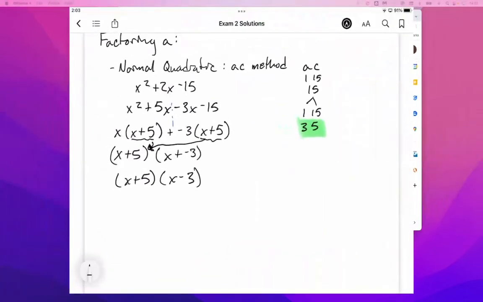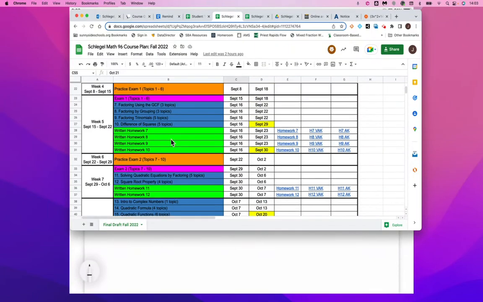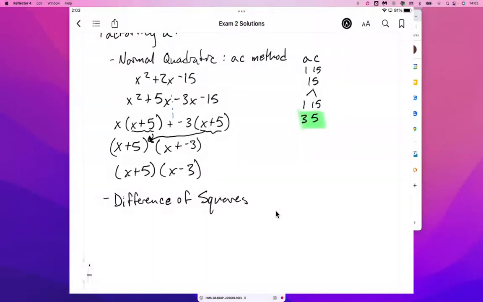Now, factoring a quadratic differently, there are a couple other styles. There is one that we called a difference of squares. If you want to review that more in depth, I believe it is lesson 10. Let's take a look. Yep, homework 10 would be the difference of squares. That's a very specific type of quadratic that doesn't have a middle term. And so we would have x squared minus, it's always going to be subtraction, x squared minus 9, for instance.